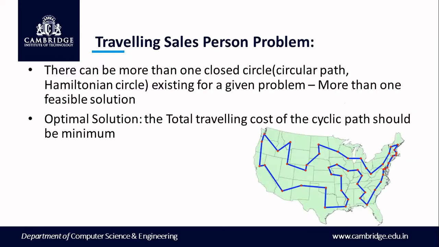Here, one of the major requirements is that a traveling salesperson has to visit all the other cities once, which forms a circular path that encompasses all the vertices in the given graph, which we call a Hamiltonian cycle. There can be more than one such Hamiltonian cycle in the given graph. So the traveling salesperson problem looks for an optimal Hamiltonian cycle which has the total traveling cost as minimum.